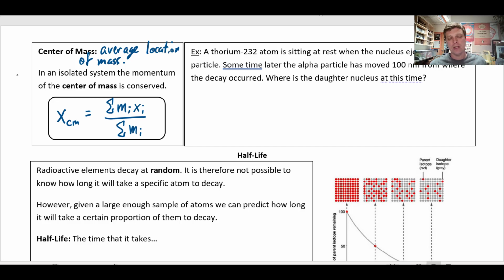So imagine we've got this. We've got a thorium-232 atom sitting at rest when the nucleus ejects an alpha particle. Now, sometime later, the alpha particle has moved 100 nanometers from where the decay occurred. Where is the daughter nucleus at this time?